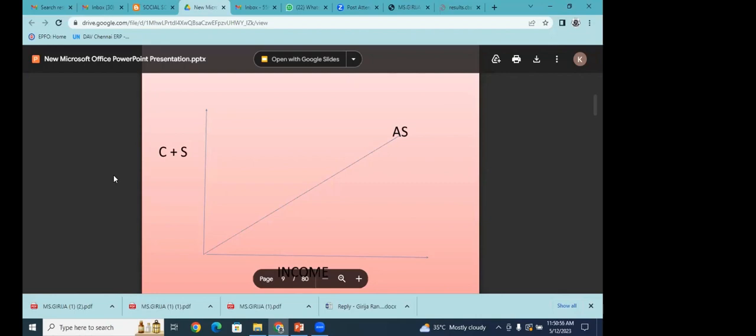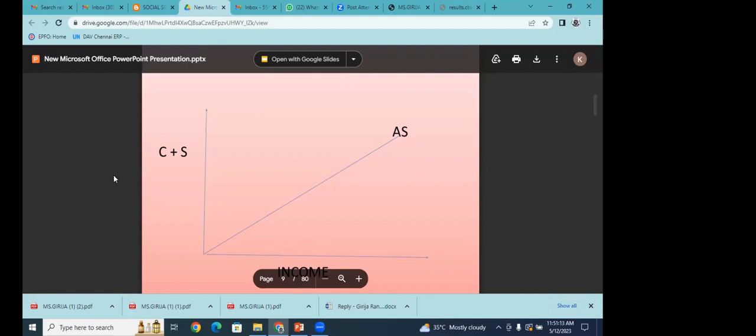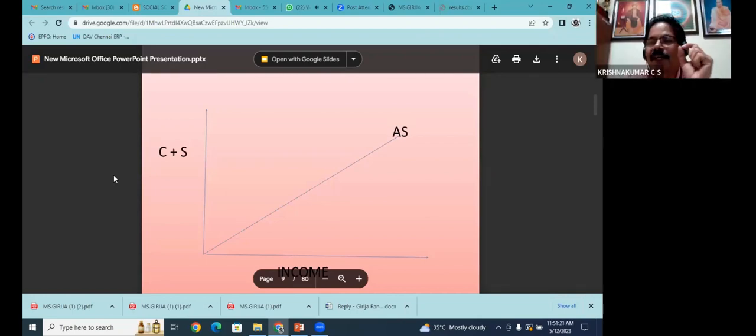The income is used for both consumption and saving. When will the curve be a 45-degree line? You know the diagrams. When will a curve be a 45-degree line? The distance covered from the x-axis will be equal to the distance covered by the y-axis. Actually, when we are representing two variables in a diagram. Am I right?